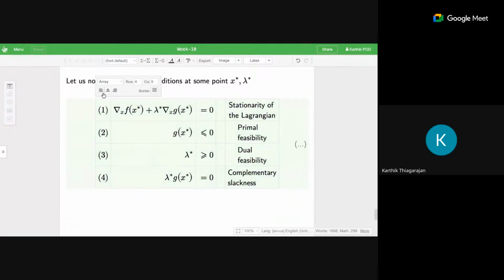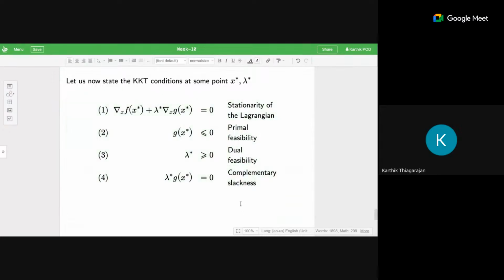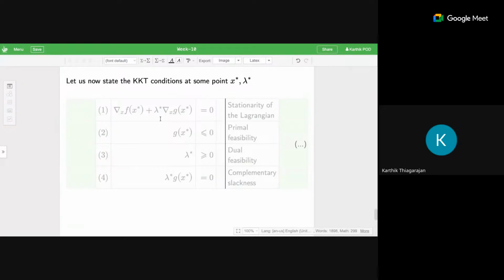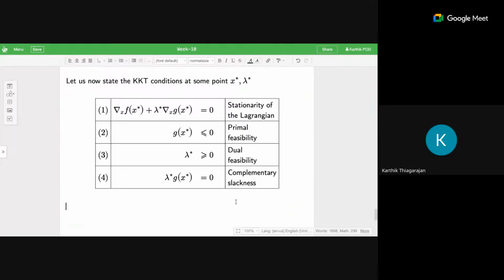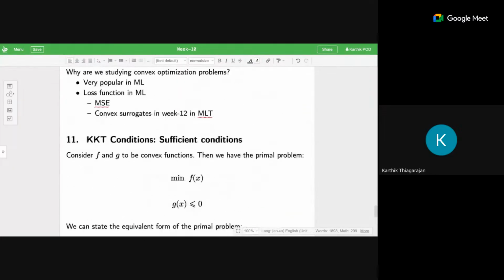So let's left align this so that everything is on one line, and maybe add a bit of borders so that they're all nicely separated. All right, these are the 4 conditions which are called the KKT conditions, at some point x star and x star comma lambda star.